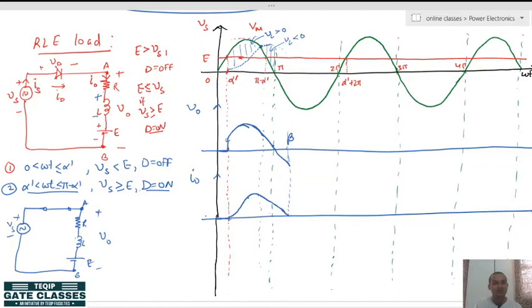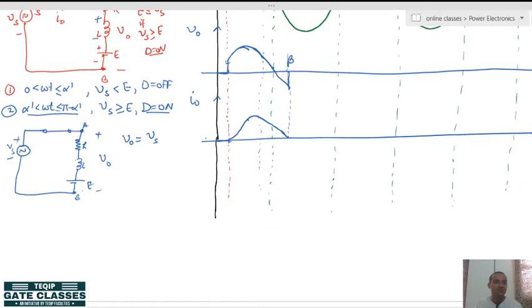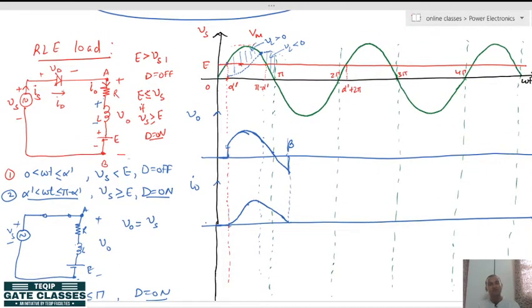Now we can see, if we want to write the circuit equation, we can write them like this. Here load voltage is equal to source voltage, and the load current can also be calculated. Now when we talk about the next instant, the third instant from pi minus alpha dash to pi, in this case also the diode is on because of the high di by dt of the inductor, the high value of the inductor.